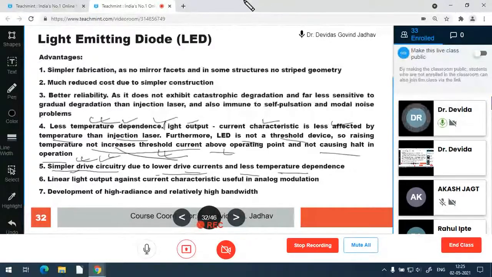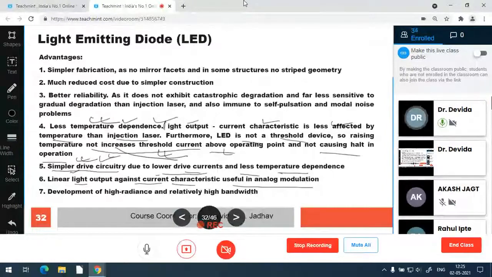Linear light output against the current characteristic, useful for analog modulation. Linear light output is there. As we know, in the laser case, complete linear output is not there. Above threshold it starts emitting. Below threshold output is zero. So it is not linear, so it is not useful for analog communication. For digital communication it may be possible.